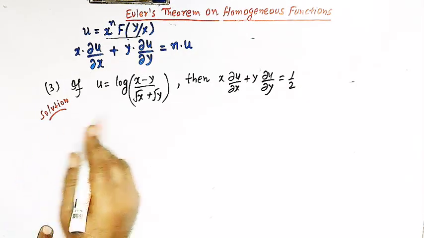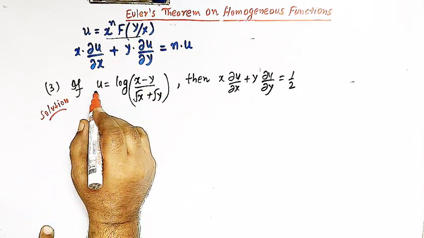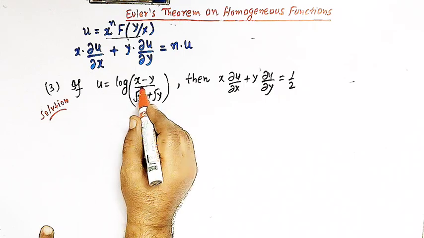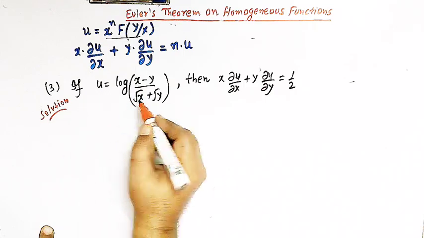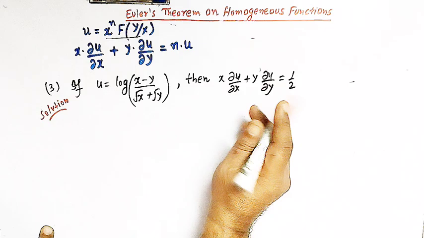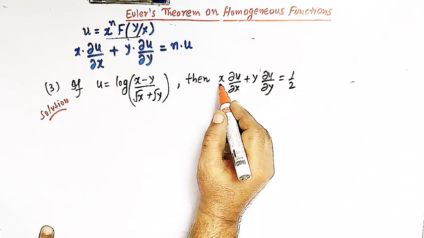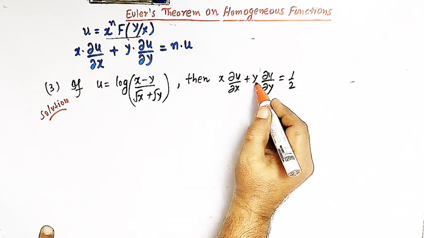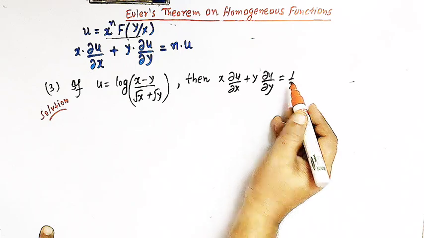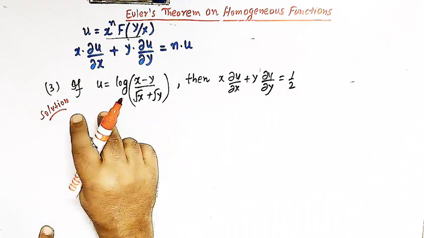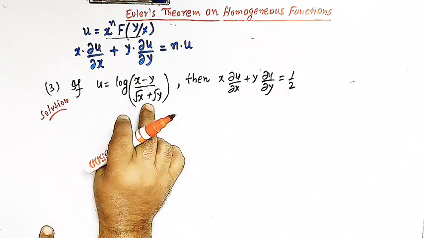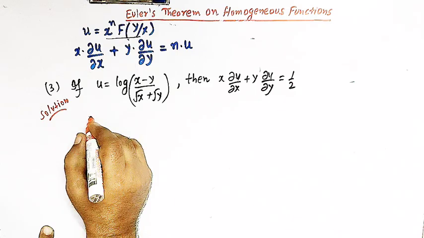So now let us consider this problem. Here we are given a function u is equal to logarithm of (x minus y) divided by (root x plus root y), and we have to show that x times del u over del x plus y times del u over del y is equal to half, right? So let us raise these two terms to the power of u.